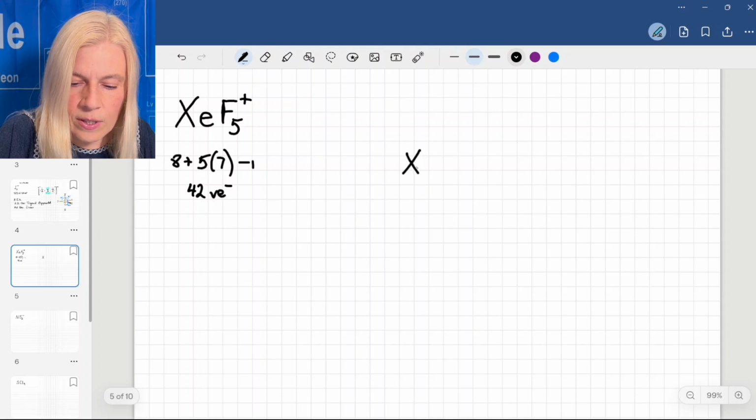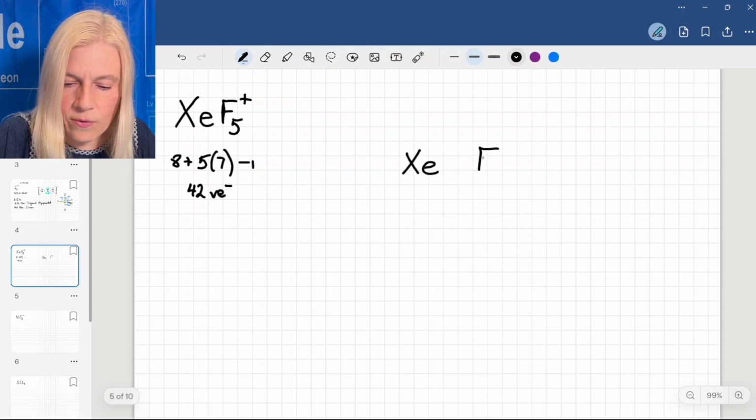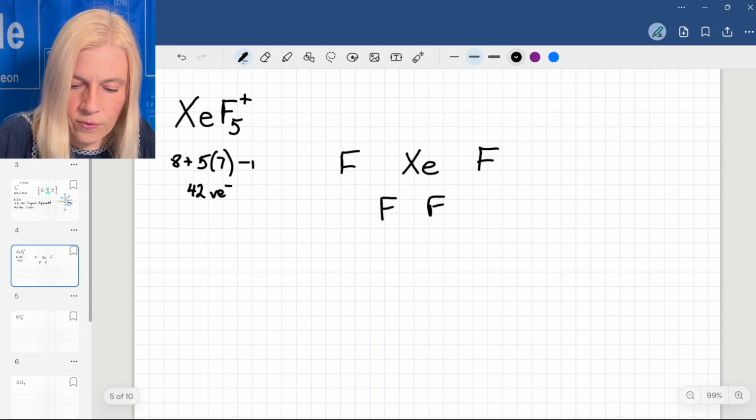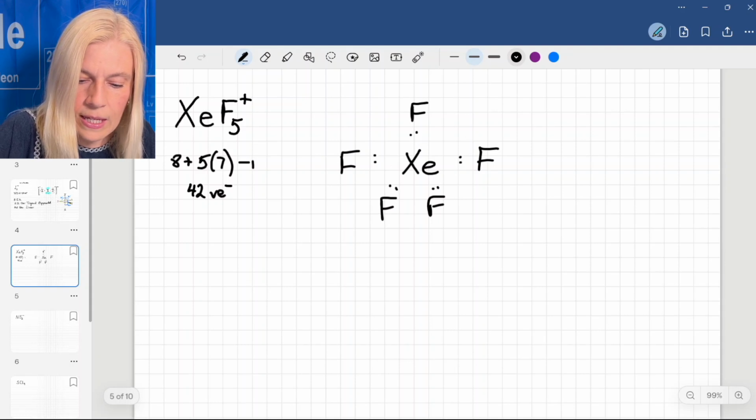Here is our xenon, and we're going to do 5: 1, 2, 3, 4, 5, and let's do 2 electrons for each bond. Then octets from outside in. Let's keep going.